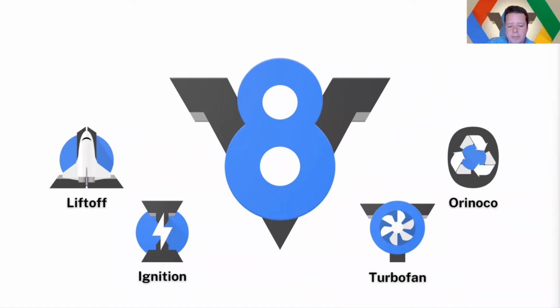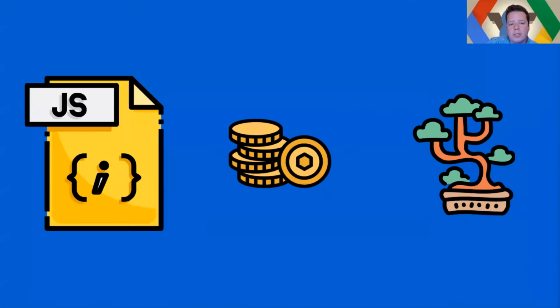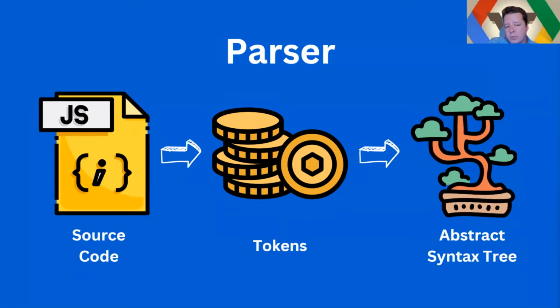Okay, so the first step in the V8 engine pipeline is the parser. The parser is going to take your JavaScript source code and break it down into all kinds of different tokens. Things like keywords, identifiers, operators, and values. Then it's going to evaluate all the tokens and find out how they interact with each other and assemble them into an abstract syntax tree, or AST.